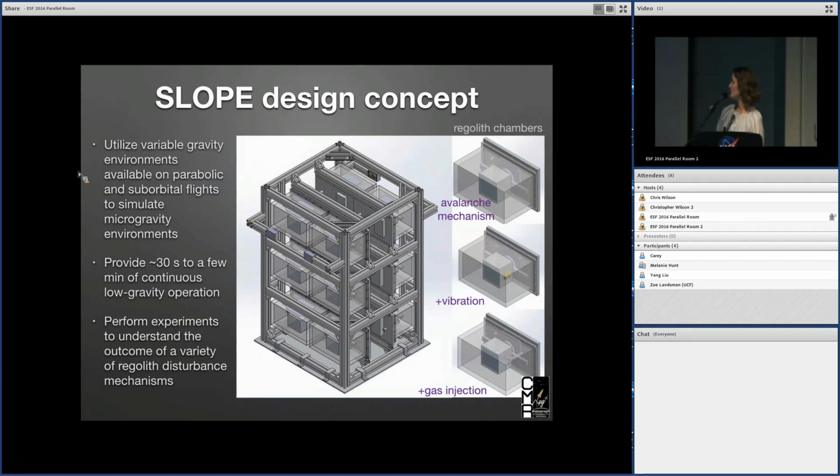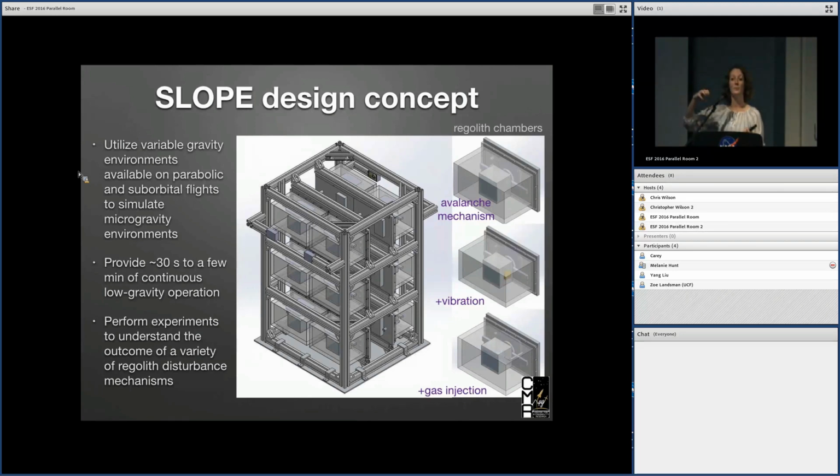So our first set of experiments for this is going to be done on a parabolic airplane. Parabolic flights are advantageous because you can set the gravity level of the flight. So they can go anywhere from micro G to like 0.1 G, so lunar gravity. So we can vary the gravity level of the environment that we're in, and we can see how that affects slope behavior.